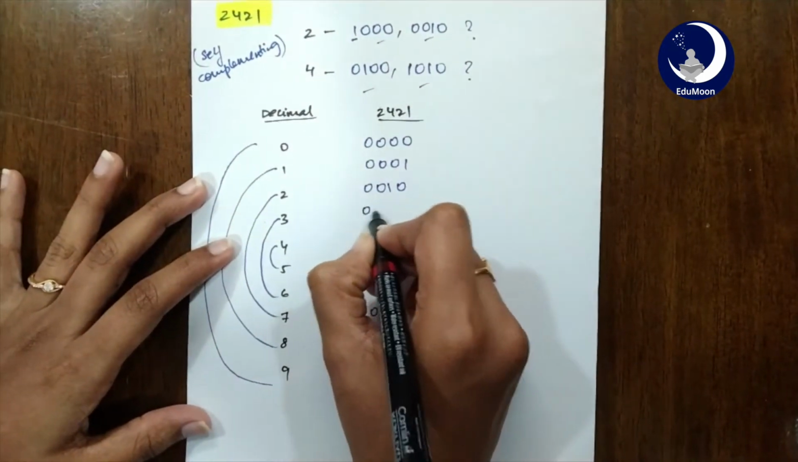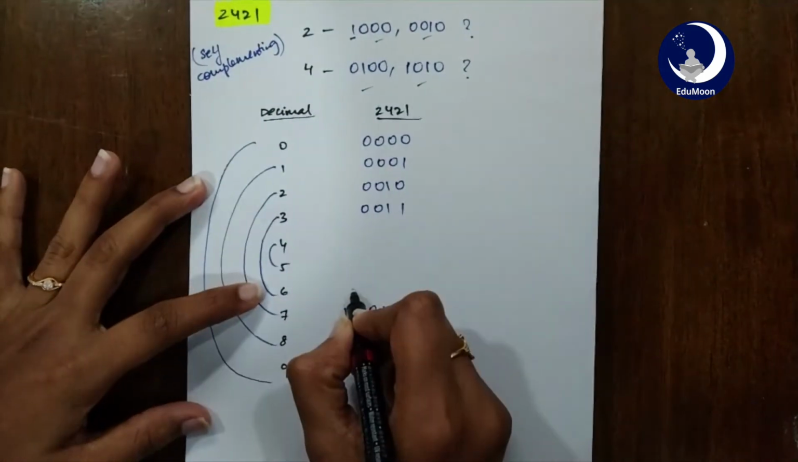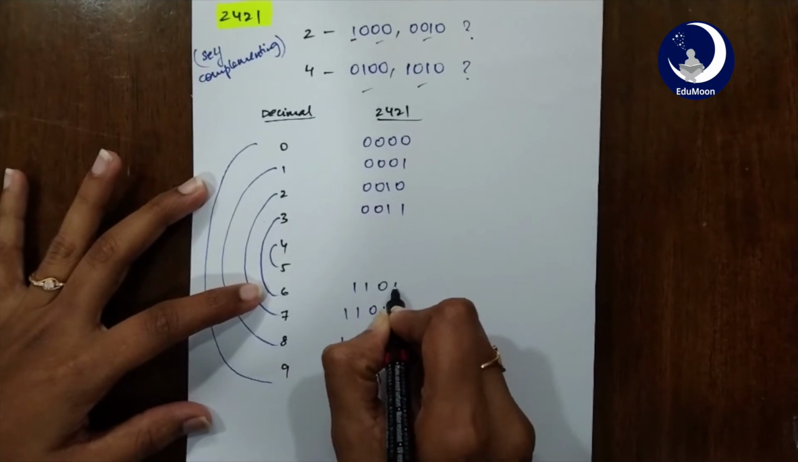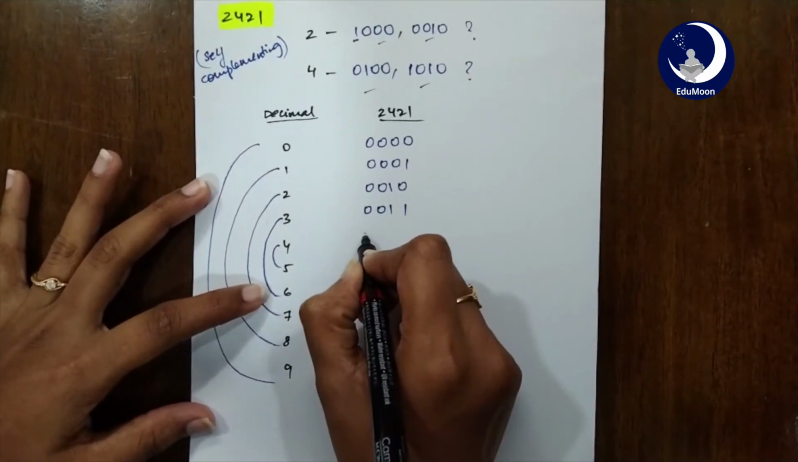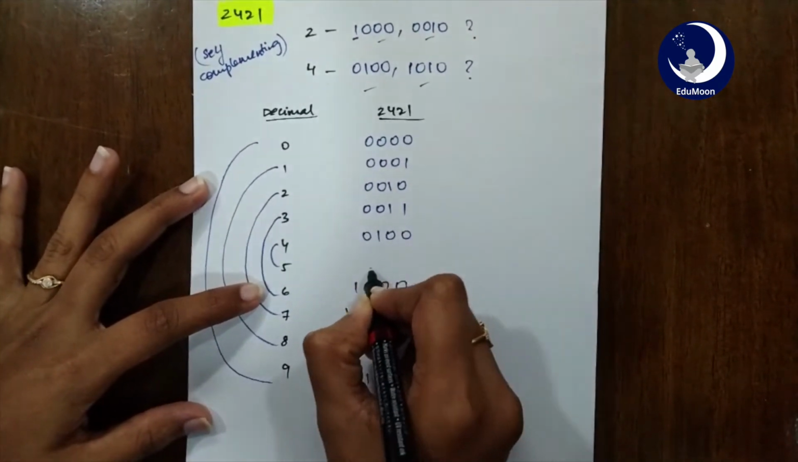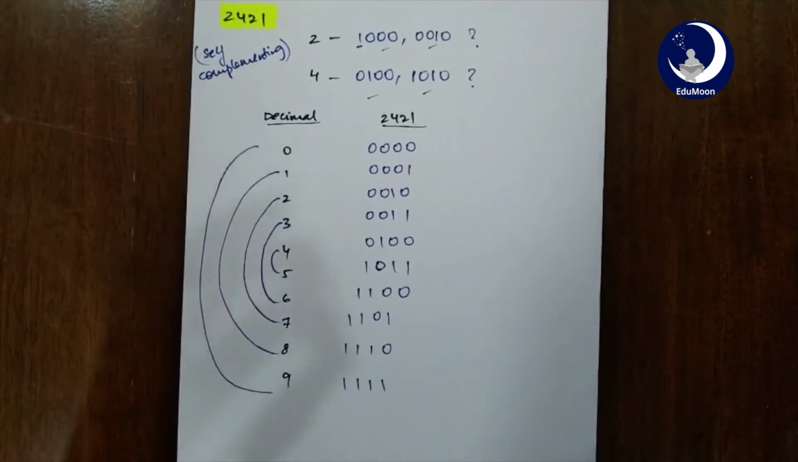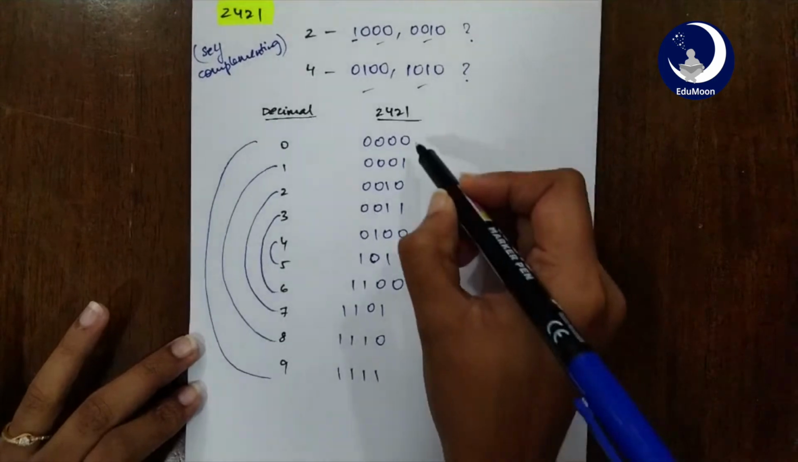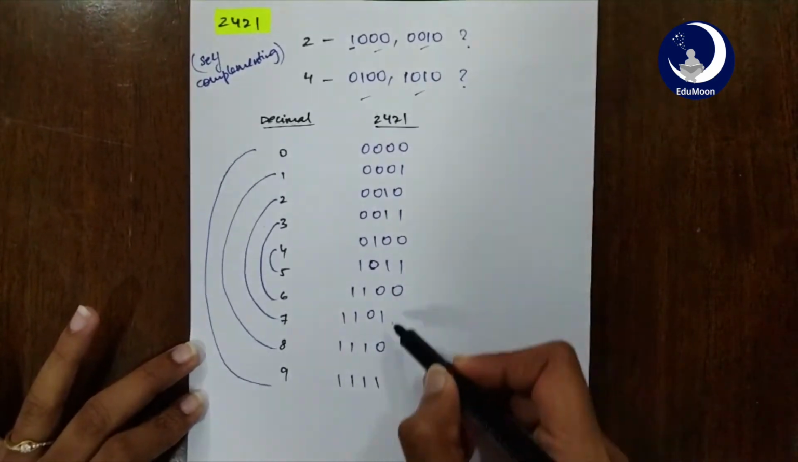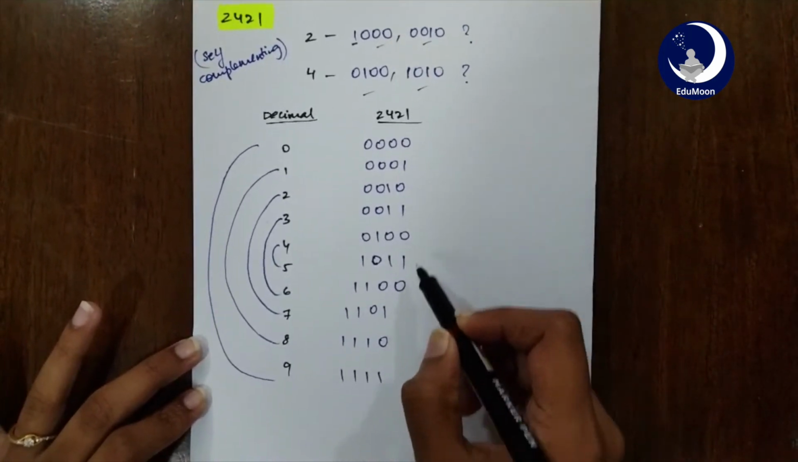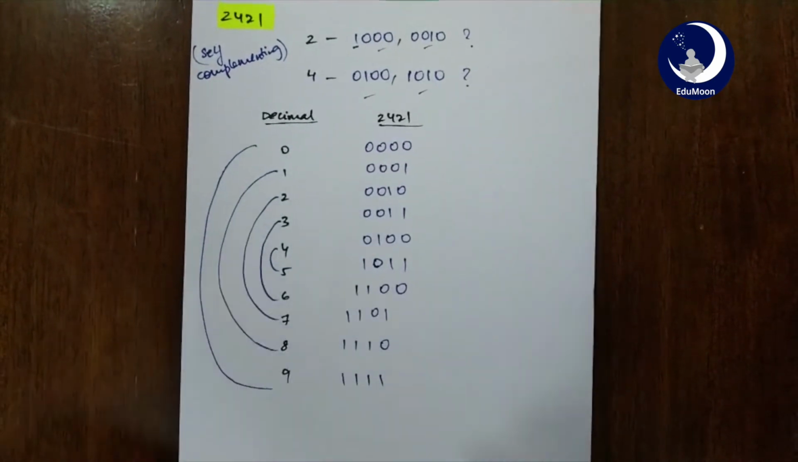Similarly, 3 is 0, 0, 1 and 1, and its self-complement 6 is 1, 1, 0 and 0. Now 4, how do we write 4? 0, 1, 0 and 0. 5 can thus be written as 1, 0, 1 and 1. So, you can see all these codes, like this is complementing this one, this one goes with this one, and similarly all of them. So, now we are done with the 2 4 2 1.